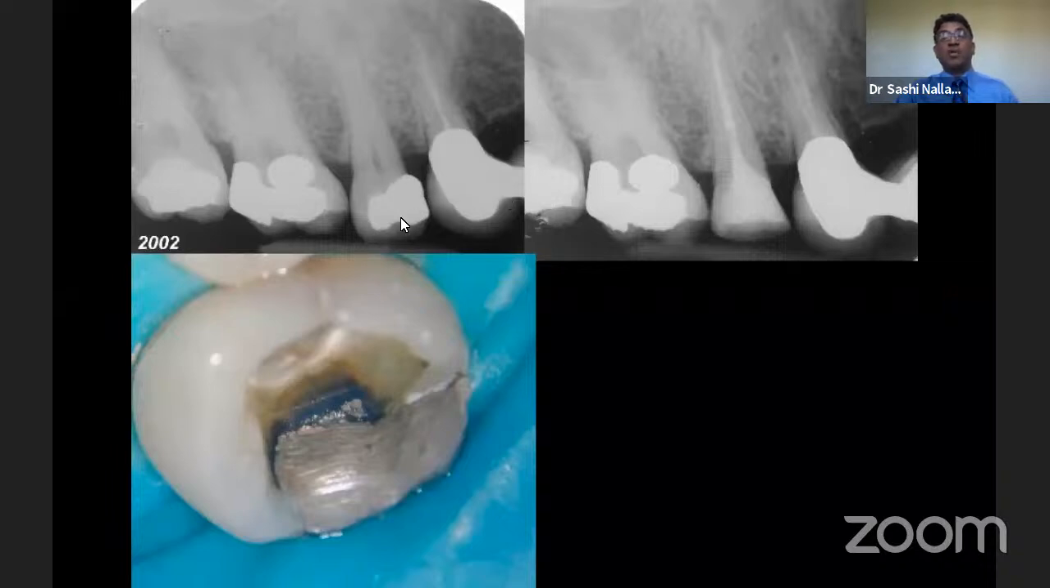So if I were to follow this up, this is in 2002. If I were to follow this up in 5 years, which is the tooth more than likely to fail? According to our knowledge, we believe it would be this cracked tooth. Let's look at what really happens.